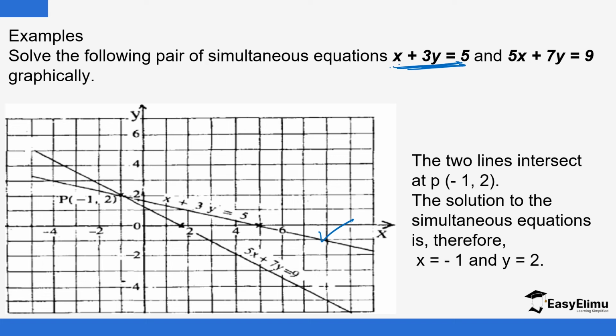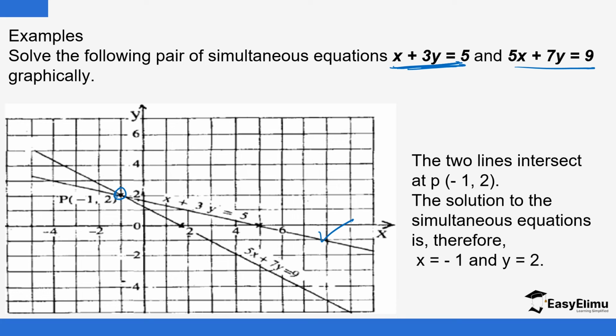So draw the graph of x plus 3y is equal to 5. Also draw the graph of 5x plus 7y is equal to 9. And then after that, you extend the two lines so that they are able to intersect. The point of intersection will give us the solution for the given set of simultaneous equations.